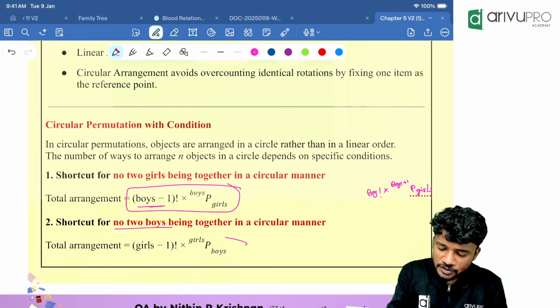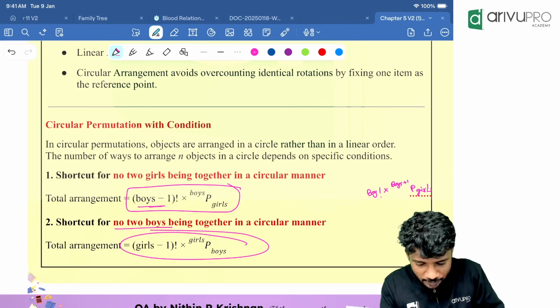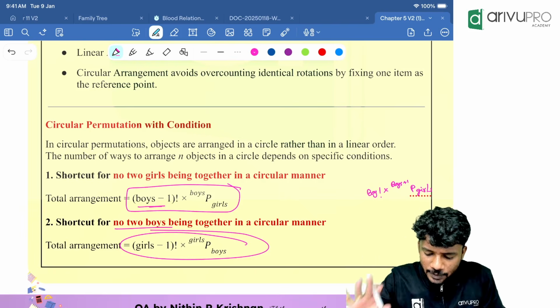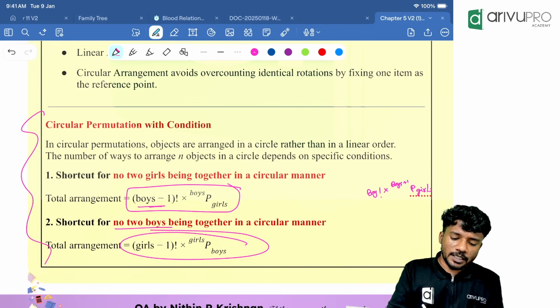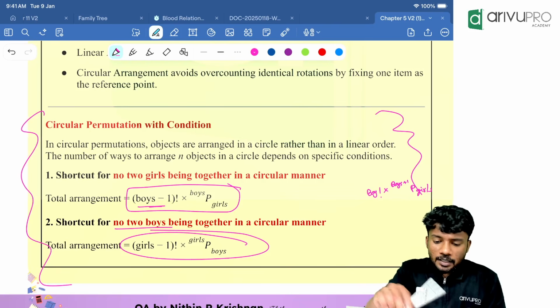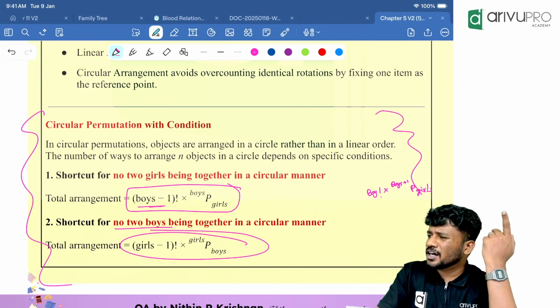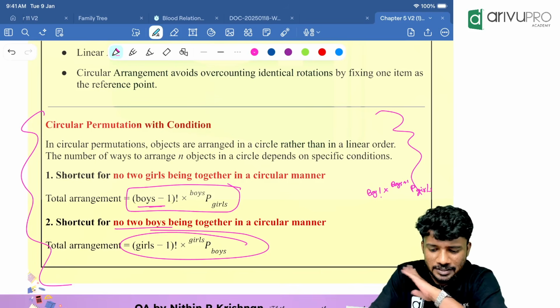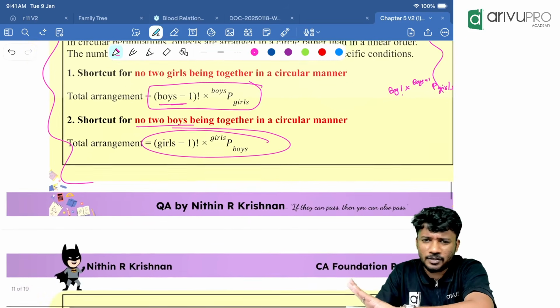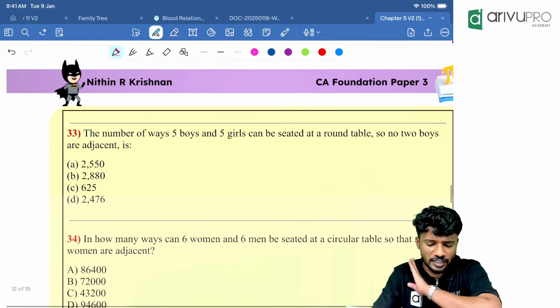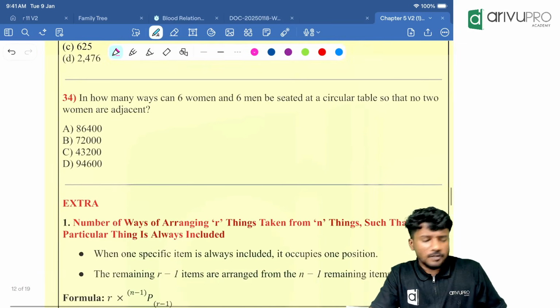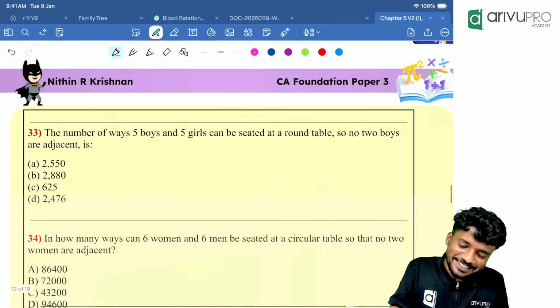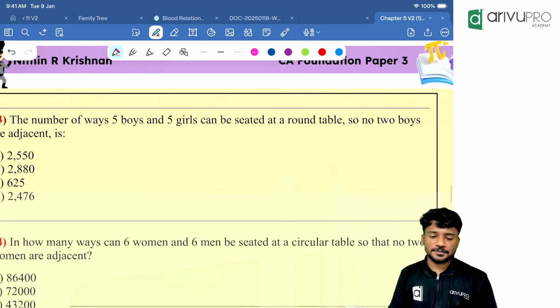Similarly, no 2 boys sitting together: girls minus 1 factorial into girls P boys. Likewise, you can remember this and you can approach the question. Only 1 time or 2 times there were questions based on this in your examination. Circular permutation is very rare. From the exam point of view, it is very, very rare. But still, what if you are lucky people? Yes. Try to solve this.